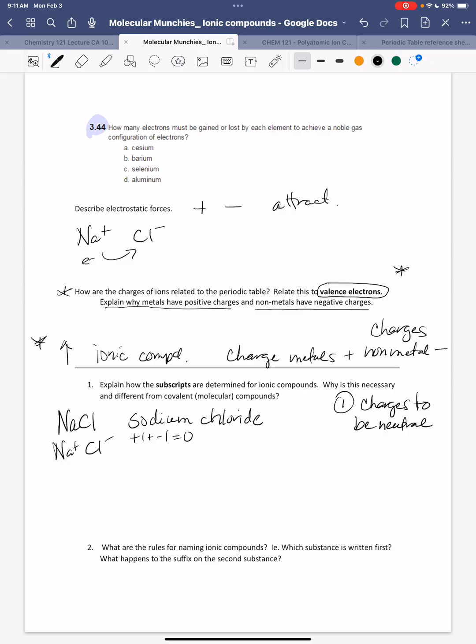Okay, when we write the name, and this is where the "ide" part comes in, we write the name of the metal and we just leave it alone. So it's just sodium. And we take this atom of chlorine, off the periodic table, we change the suffix and we make it IDE. So basically to name it, we're going to write the metal, we're going to write the non-metal second, and we're going to change the suffix to IDE.